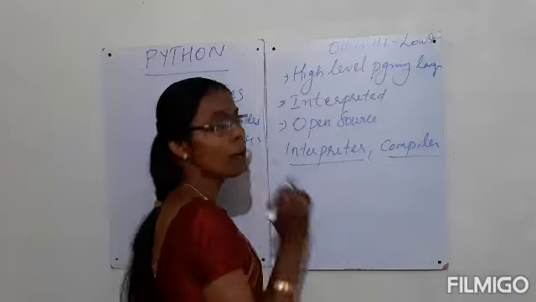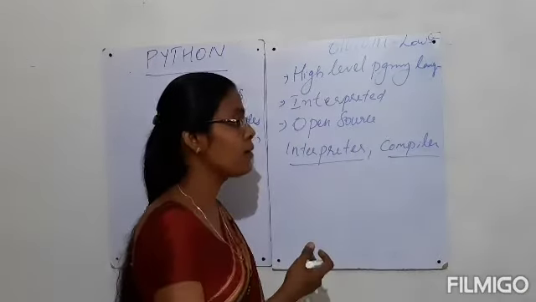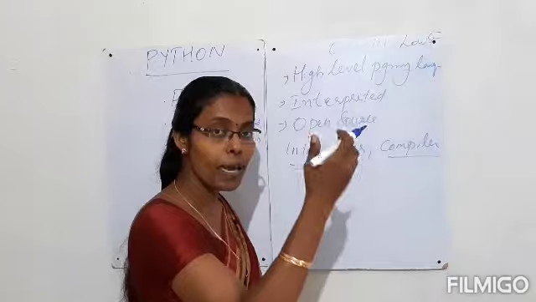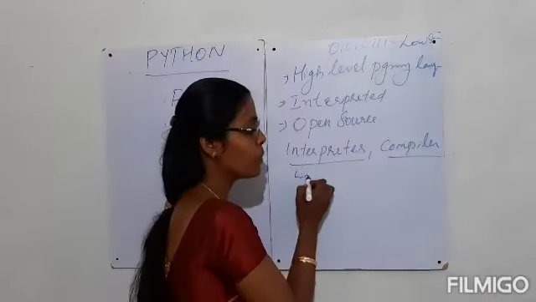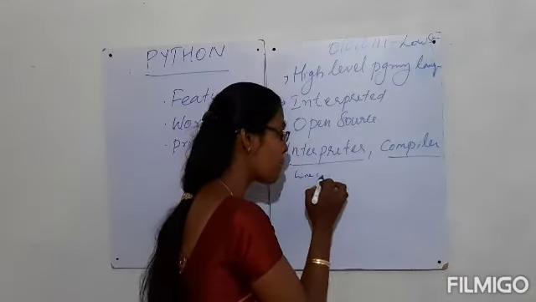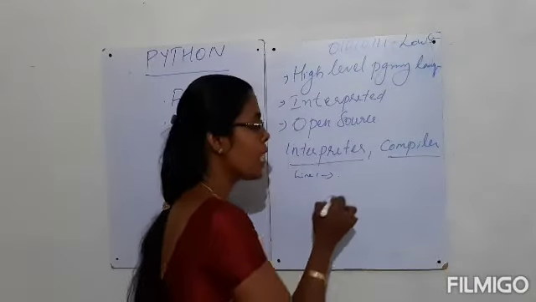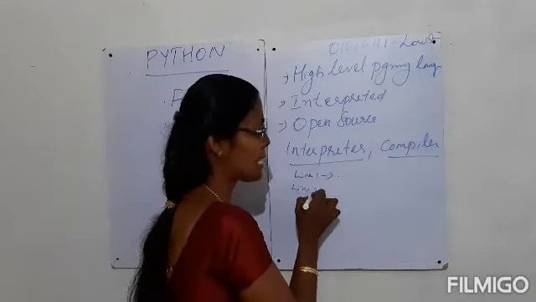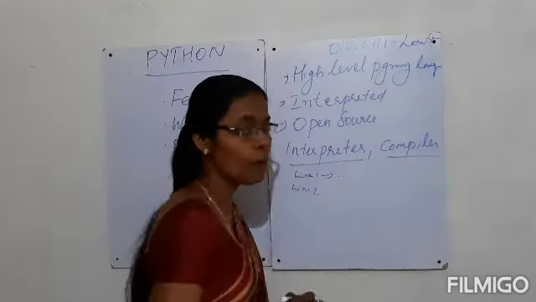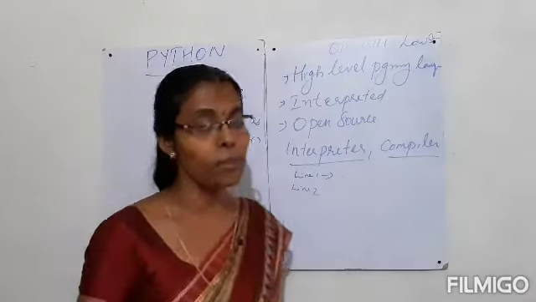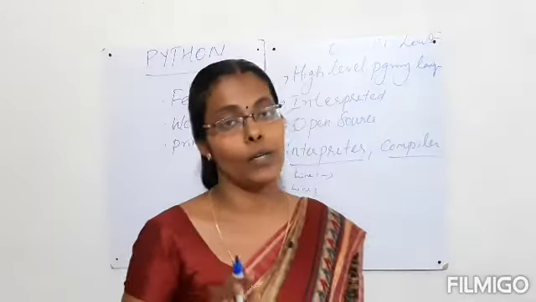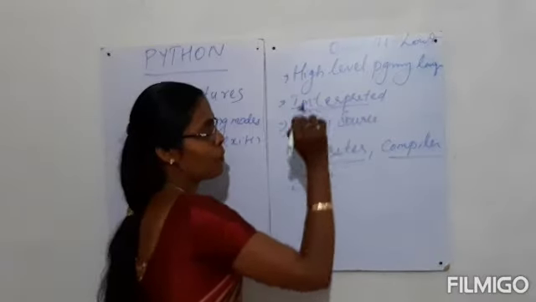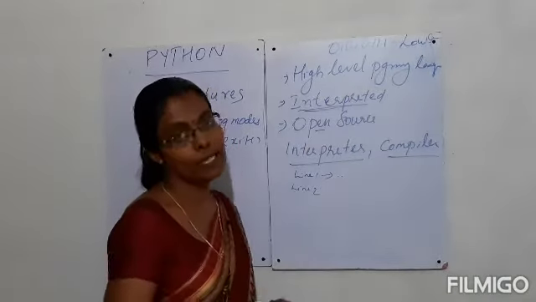In the case of interpreter, the program written will be executed line by line. If it finds any errors in the first line, after rectifying the errors only it will go to the next line. Whereas in the case of compiler, it will be compiling the entire program in one go. That's why Python is known as interpreted language, and it is also open source.